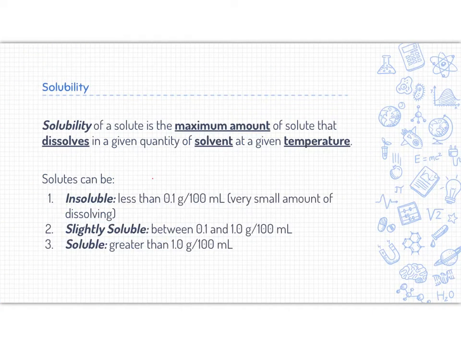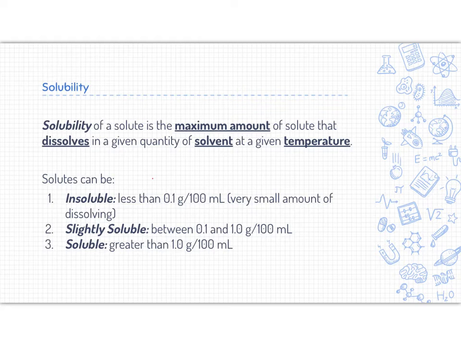So what is solubility? Solubility is defined as the maximum amount of solute that dissolves in a given quantity of solvent at a particular temperature. Solutes can be insoluble, meaning that less than 0.1 of a gram will dissolve in every 100 milliliters. So there is a small amount of dissolving when something is insoluble. It can be slightly soluble, so between 0.1 and 1 gram dissolves in 100 milliliters of solvent, or it can just simply be soluble. Greater than 1 gram dissolves in 100 milliliters of solvent.